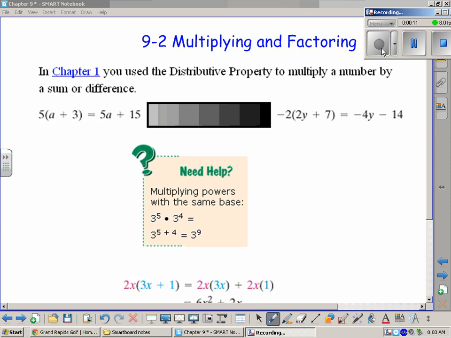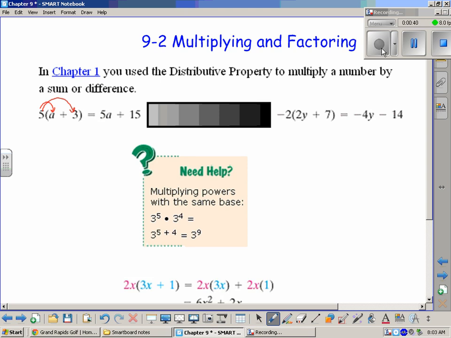Let's get started by reviewing Chapter 1, the Distributive Property to multiply a number by a sum or difference. We're going to start with 5 times a plus 3. We're simply going to multiply the outside number by everything inside the parentheses. So we take 5 times a, and then 5 times 3, which gives us our solution, 5a plus 15.